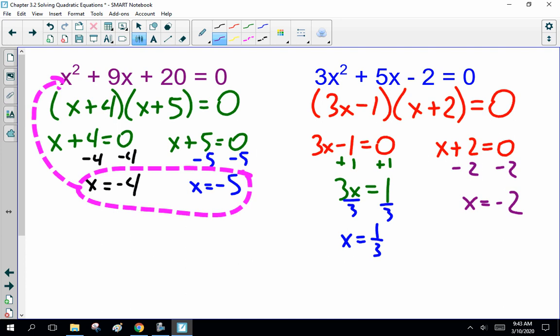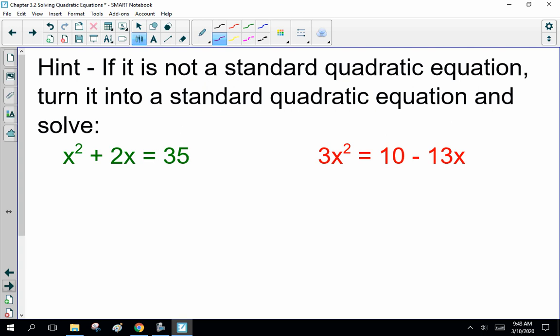So that's today's lesson. Take your quadratic, factor it, set it equal to 0, and solve. So the setting it equal to 0 and solve is the new part. So far, so good? Now, how am I going to be a poo head? Well, hint, if it's not a standard quadratic equation, turn it into a standard quadratic equation and solve.